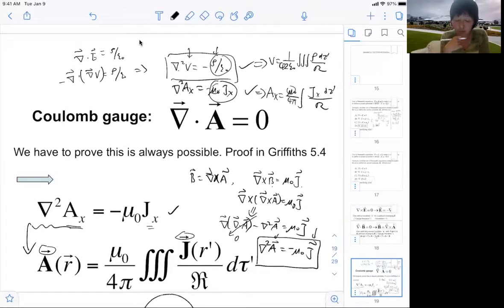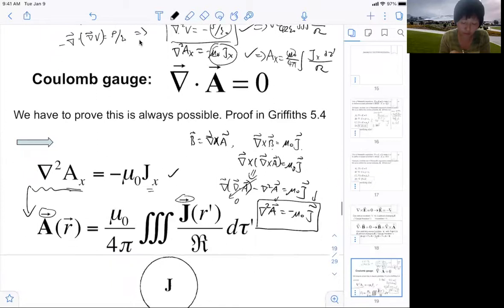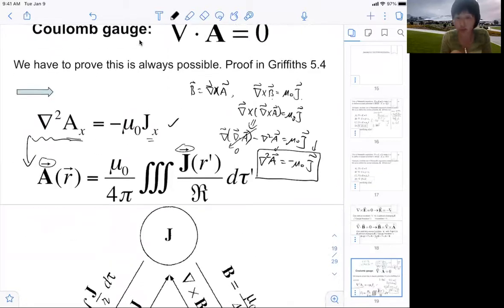Again, you will see that we draw this analogy with knowledge we already know, and we save ourselves a lot of time. This is just like a Poisson equation, and we jump to our conclusion right away. We know how to solve this.